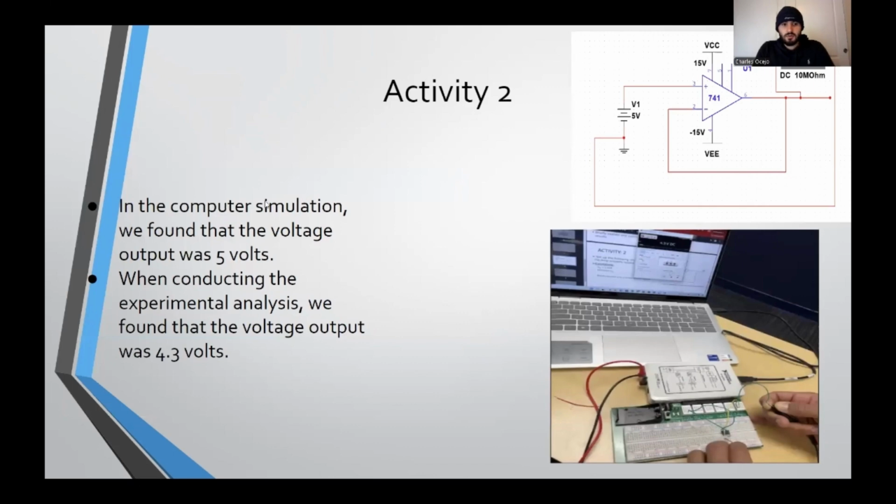In order to solve for voltage output, we had to use computer simulation and experimental analysis. Through computer simulation, the voltage output was 5 volts. We did this by connecting the multimeter at the voltage output and to ground, and it gave 5 volts. Doing the same for the experimental analysis, we got 4.3 volts. An error is expected, so this was good.